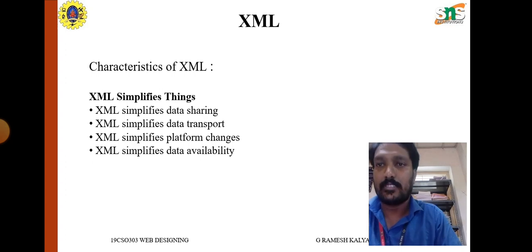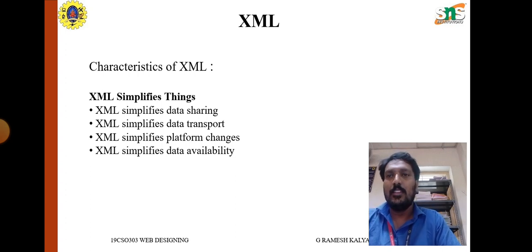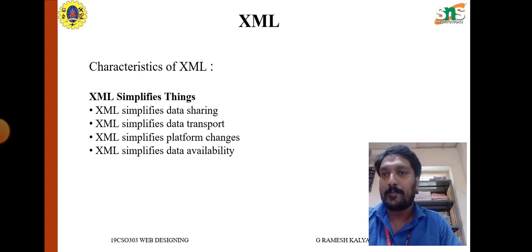These are the characteristics of XML. The first one is XML simplifies things. What is the simplification? It simplifies the data sharing process and data transport, XML simplifies platform changes, of course, and XML simplifies data availability. As compared to HTML, XML is a simplified process that is being used by many users and developers. It simplifies data sharing, data transport, platform changes, and also data availability. So it checks whether the data is available for the process.